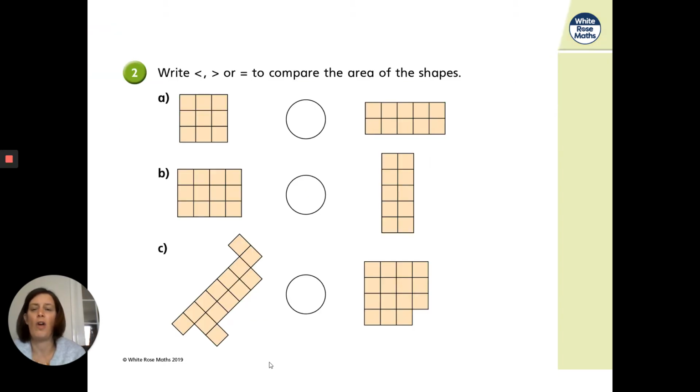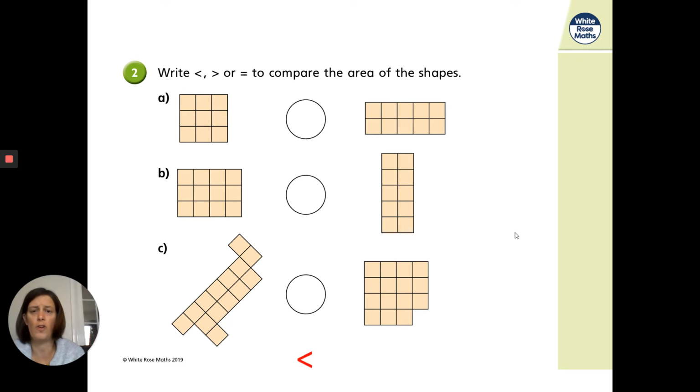Okay, this time, write the greater than, less than, or equal signs in to compare the area of the shapes. So look at each pair, count the area of this shape, and then the area of this shape, and use the right symbol from these in between. Pause the video while you have a go at these three.